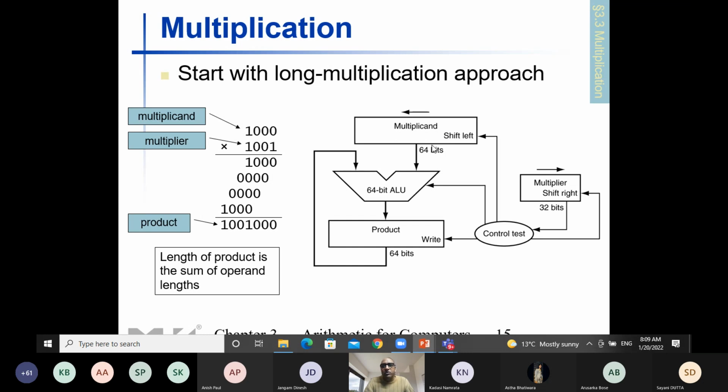So therefore here we'll use the register. Suppose we want to perform 32-bit multiplication, both multiplier and multiplicand are 32 bits. In that case, initially the multiplicand will be placed in a 64-bit register, but the size of the multiplicand is 32 bits. So therefore we place the multiplicand in the rightmost place of the 64-bit register, and the remaining will be filled up with zeros. So that way you have a 64-bit register.